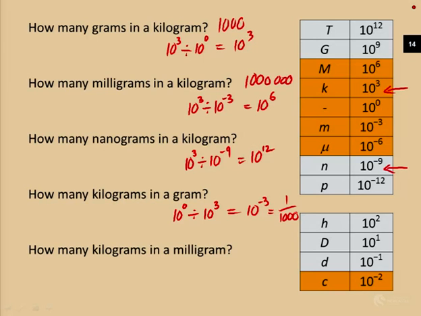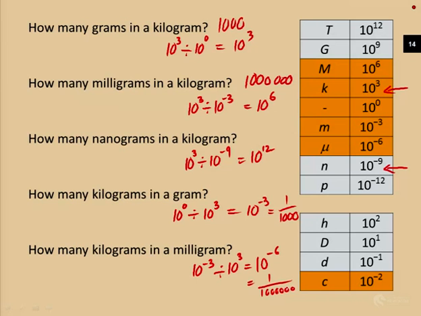Kilograms in a milligram, do the same thing. In a milligram, it means the milligram's the thing I'm starting with. Milli is 10 to the -3. Divided by kilo is 10 to the 3. -3 minus 3 is -6. The minus just means 1 over, and 10 to the 6, it's got 6 zeros. There's a millionth of a kilogram in a milligram because there's a million milligrams in a kilogram.